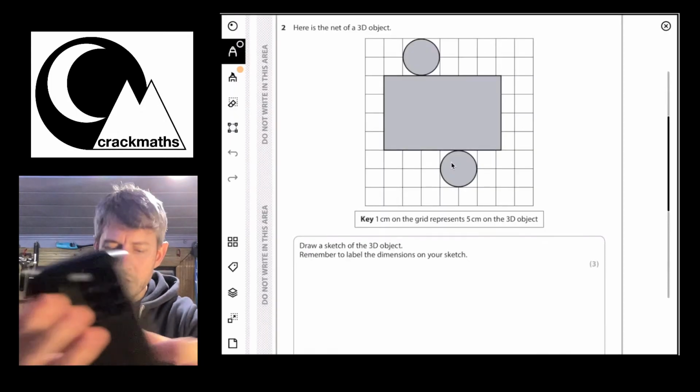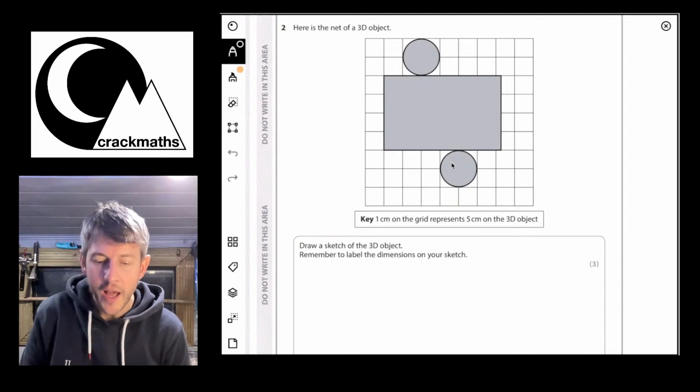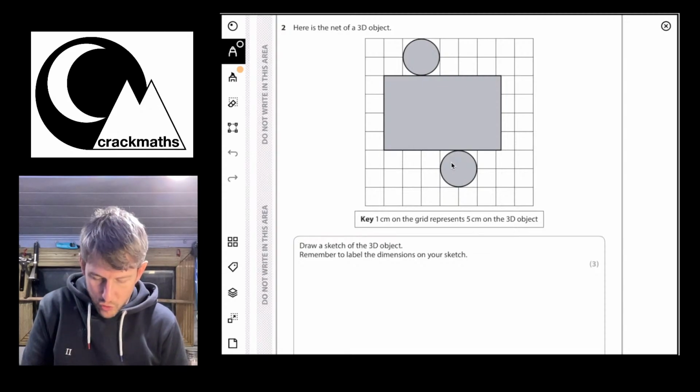Okay, so question 2 says that we have got a net of a 3D object. Draw a sketch of what this 3D object is.